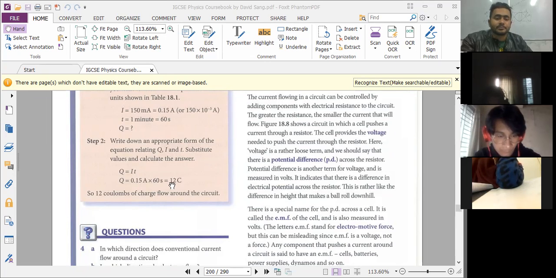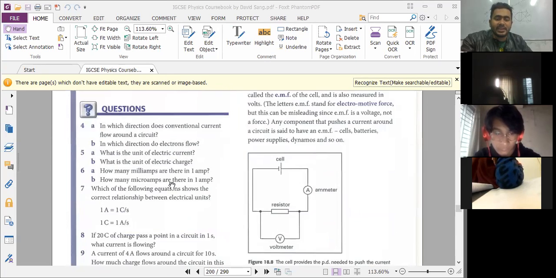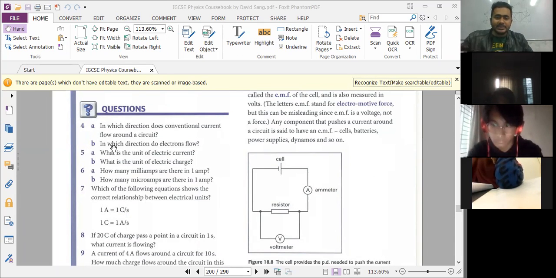Clear? Let's clarify 4, 5, 6, 7, 8, 9 before we take the solar break. Number 4. In which direction does conventional current flow around the circuit? From positive to negative terminal. Number 5. In which direction do electrons flow? From negative terminal to positive. What is the unit of electric current? Amps. What is the unit of electric charge? Coulombs. How many milliamps are there in 1 amp? 1000 milliamps in 1 amp.